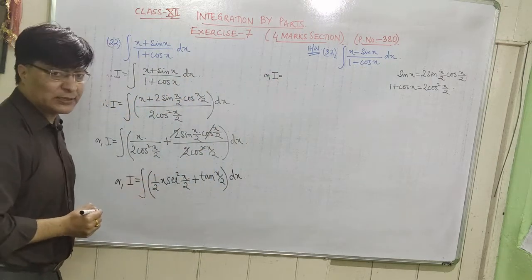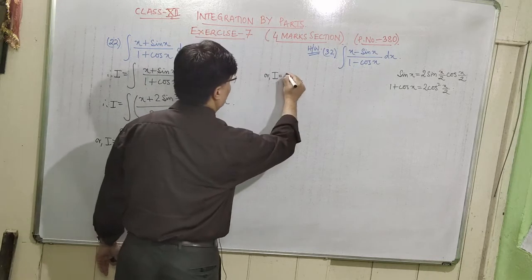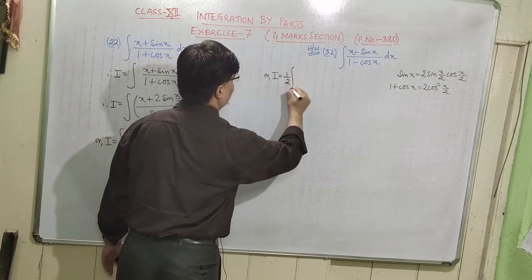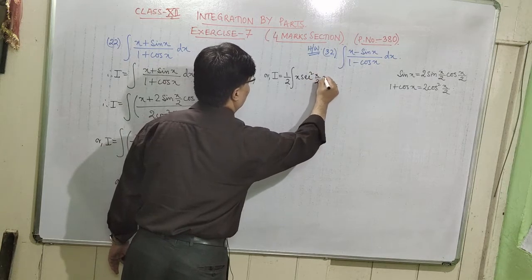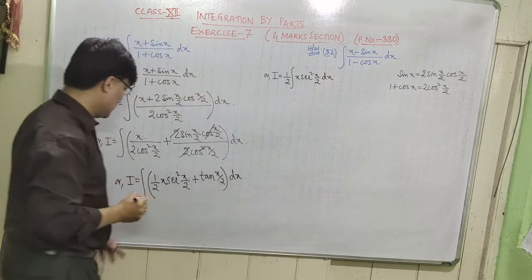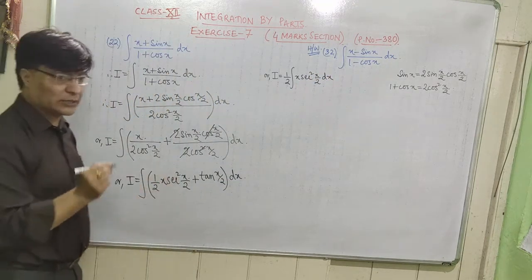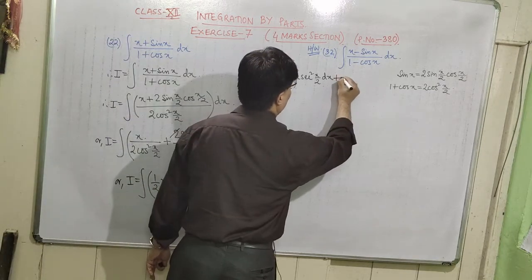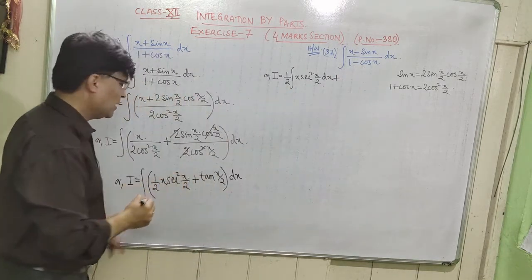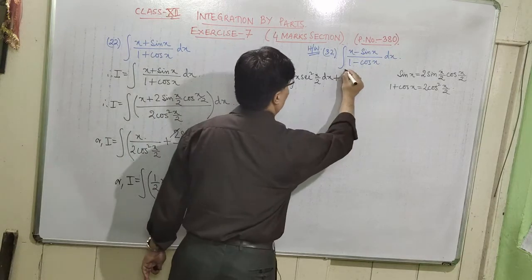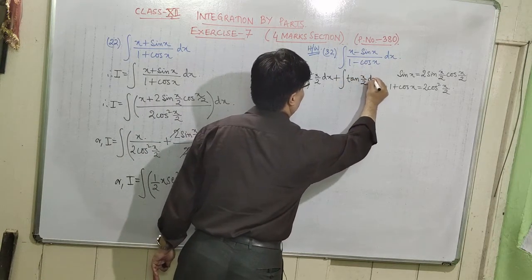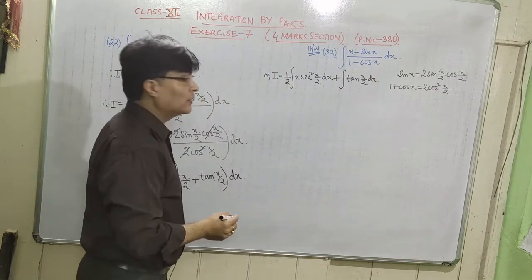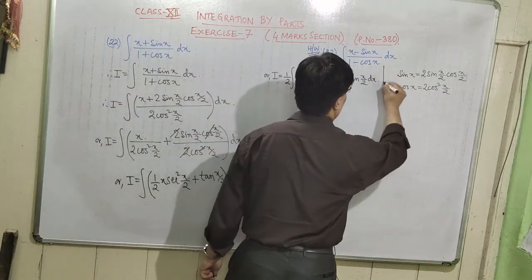Now let us separate this integral sign and dx also. So here half is constant, half integral sign x sec square x by 2 dx. Is that clear? x sec square x by 2 dx plus what is the second integration here? It is integration of tan x by 2, integration of tan x by 2 dx. Understood?